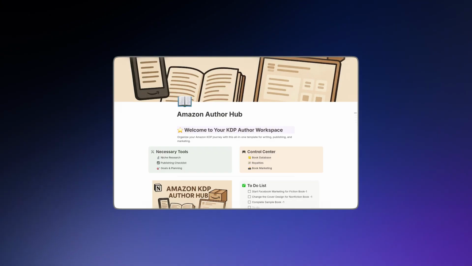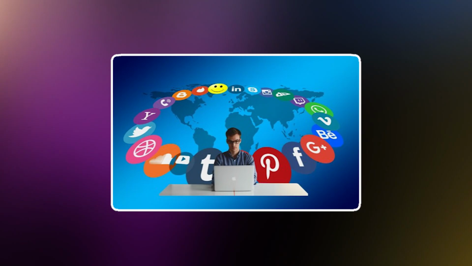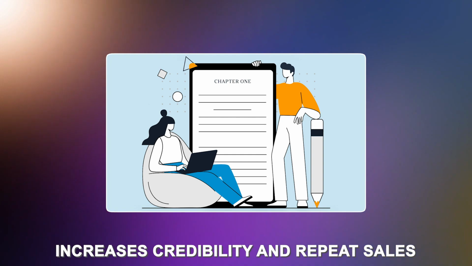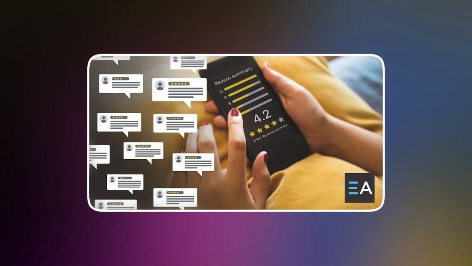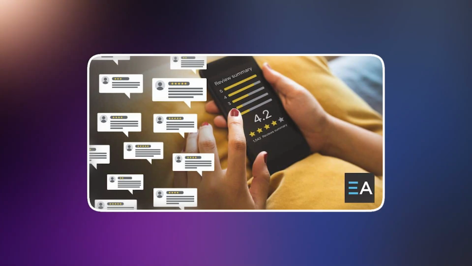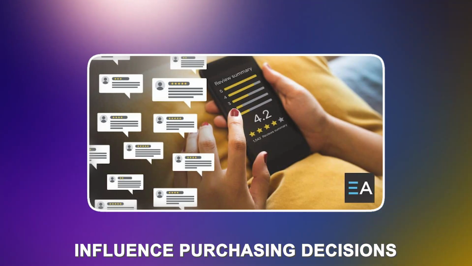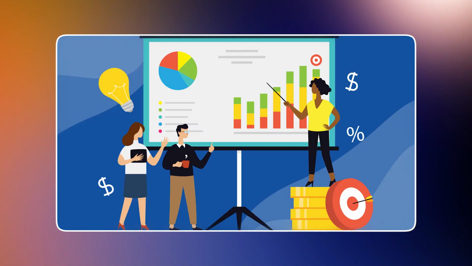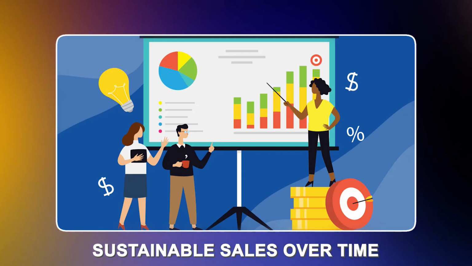Building an author platform, including a website, social media presence, and engagement with readers, increases credibility and repeat sales. Encouraging reviews is also crucial, as social proof can dramatically influence purchasing decisions. Marketing is an ongoing effort, and consistent promotion can lead to sustainable sales over time.